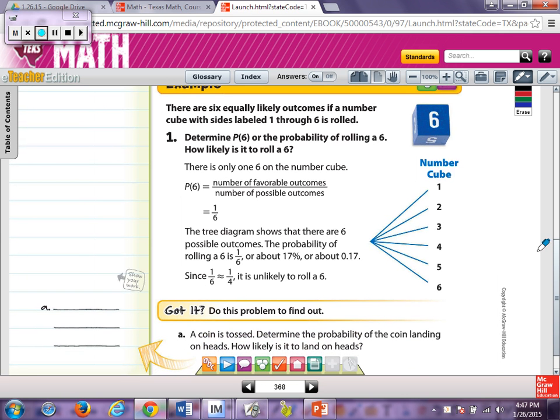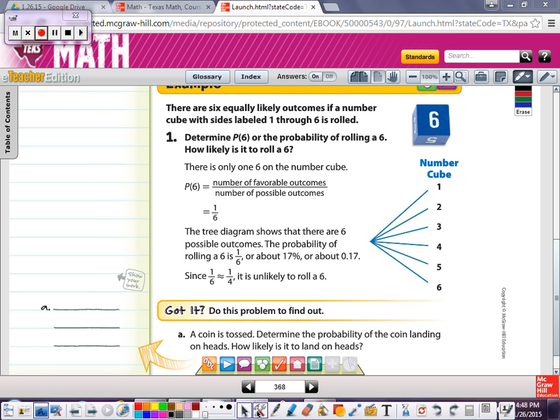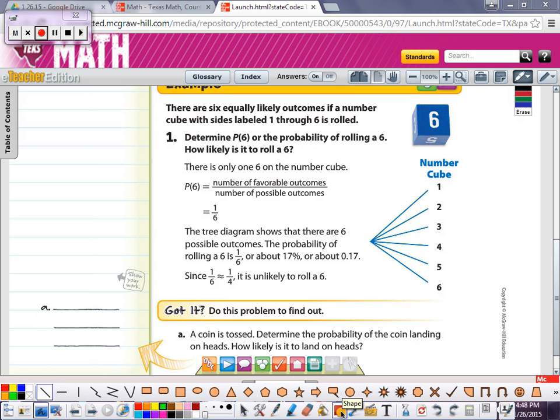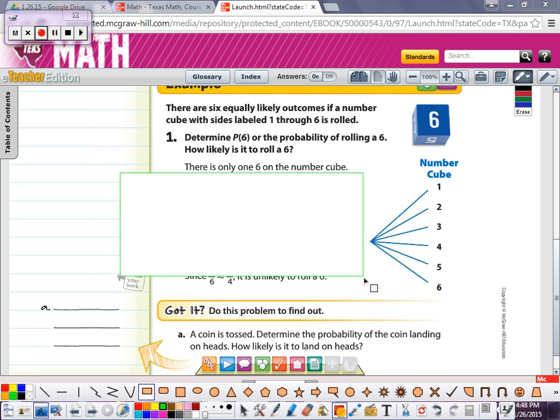Example 1 is fairly simple, and we're dealing with a number cube. Now there are 6 equally likely outcomes if a number cube with sides labeled 1 through 6 is rolled. So we need to determine P, or the probability of rolling a 6. How likely is it to roll a 6? So let me cover this up so I can go ahead and work it from the beginning.